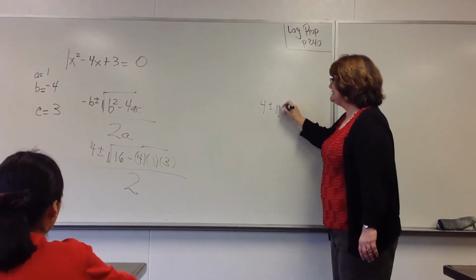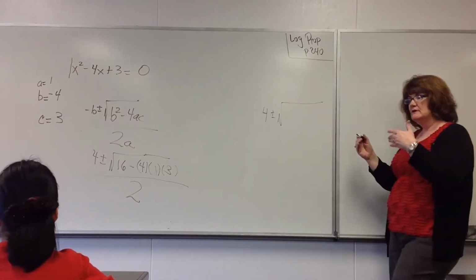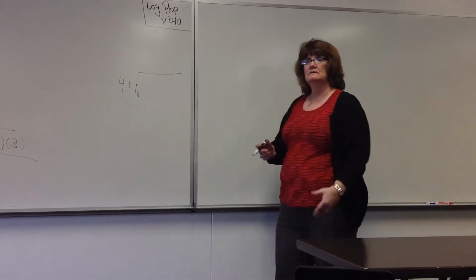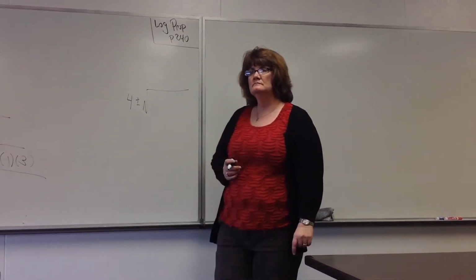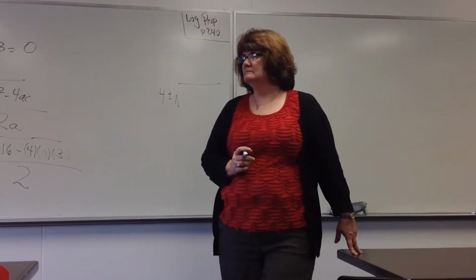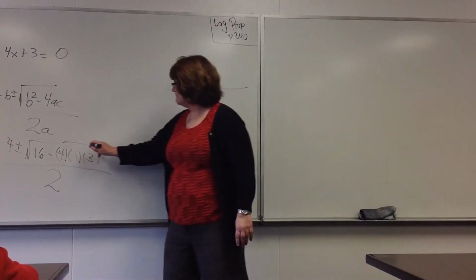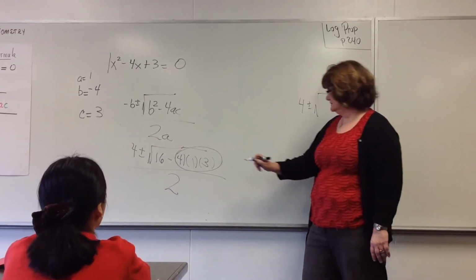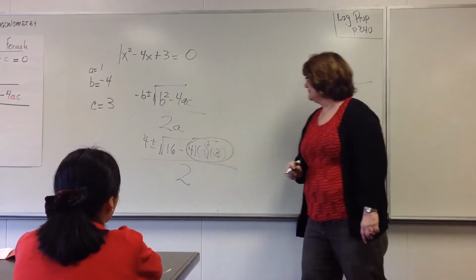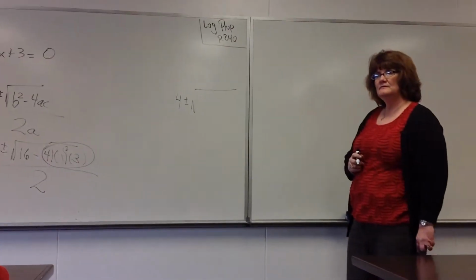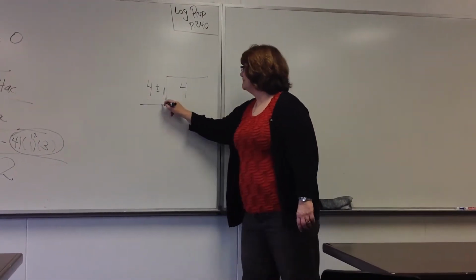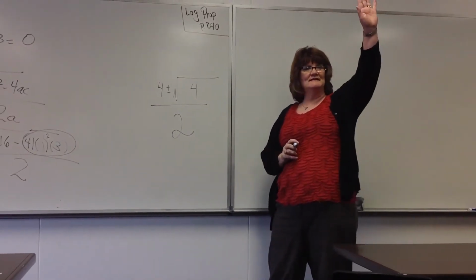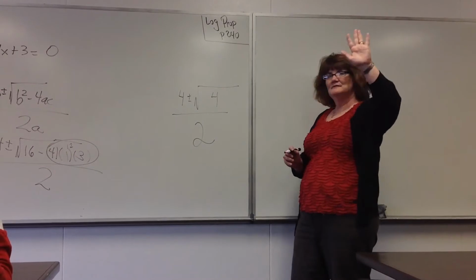Now, what do we get inside the radical when you simplify it out? So you've got 16 minus 4 times 1 times 3. What do you get here? 12. 16 minus 12? 4. We're simplifying down. Here we go. How many of you already have the answer? Raise your hand. 1, 2, okay, 3.